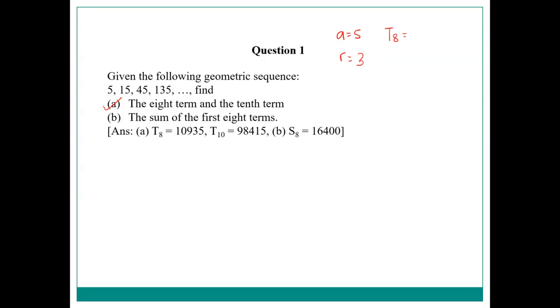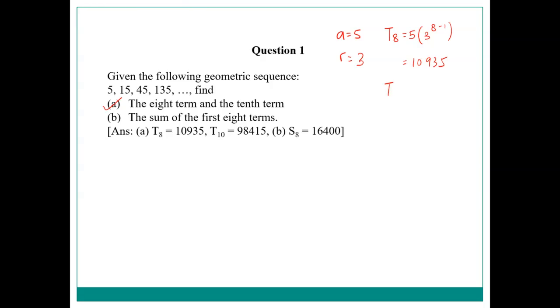According to the formula, T8 is equal to A times common ratio to the power of 8 minus 1, right? And then you press the calculator, you should be able to get 10935.